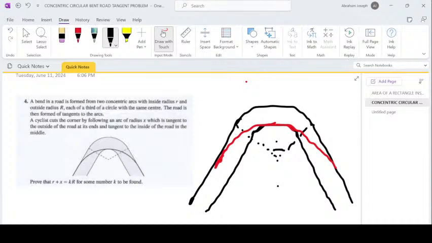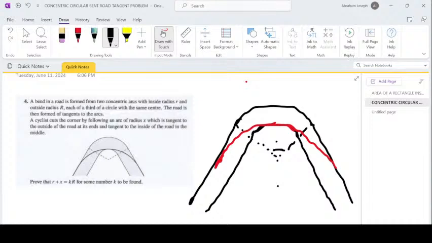Now they said we should prove that r plus x, remember r is the radius of the small circle, and R is the radius of the big circle, is equal to k times R, the radius of the big circle, for some number k. So let's try to finish up this problem.